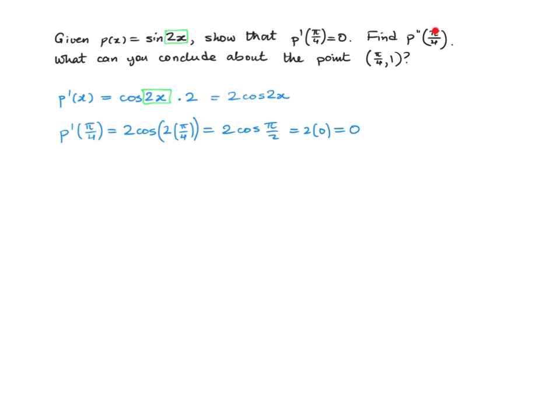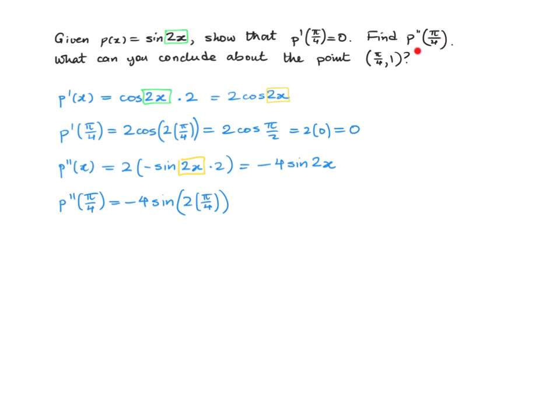Now we want to find p double prime of pi over 4. Well, first we're going to find p double prime of x. Here we have p prime of x is 2 cosine of 2x. Once again, chain rule because of the 2x. So we keep the 2. The derivative of cosine of box is negative sine of box, and then times another 2 from the chain rule. So when we simplify that, we get negative 4 sine of 2x.